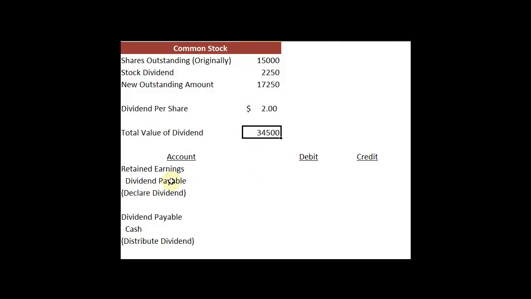At this point it's very redundant when you compare it to the other problems we've done. We declare this dividend by debiting retained earnings, crediting dividends payable for the same amount, and that's it for declaring the dividend. And then distributing the dividend is zeroing out that liability and crediting cash. And that's it. That concludes this problem.